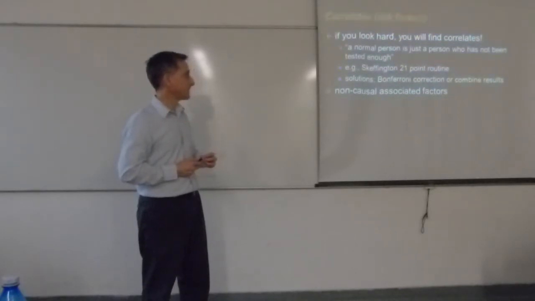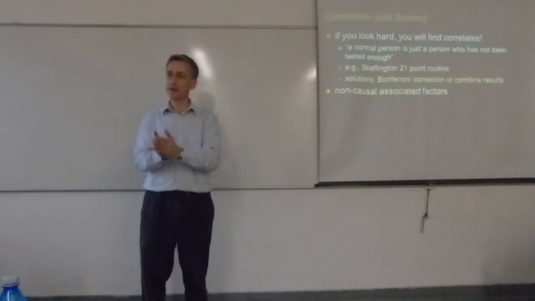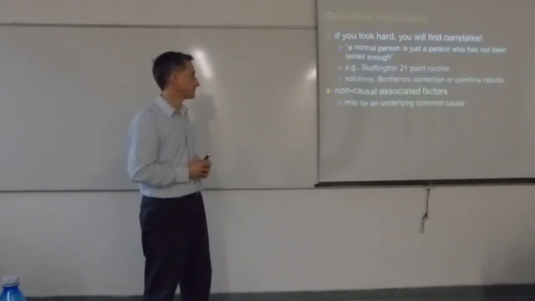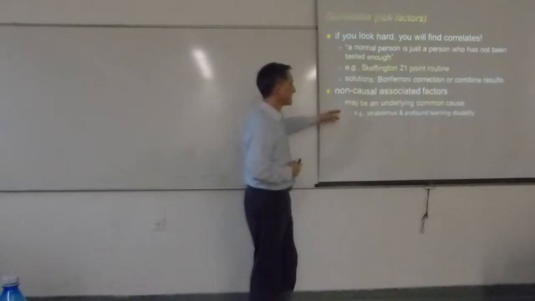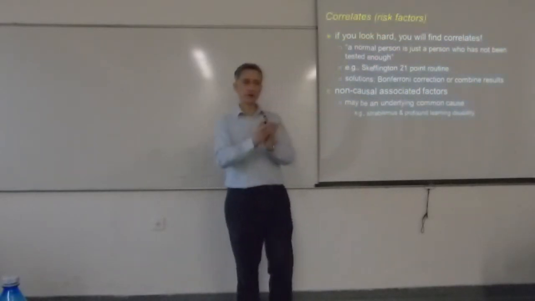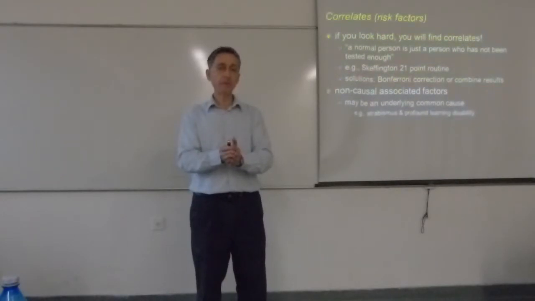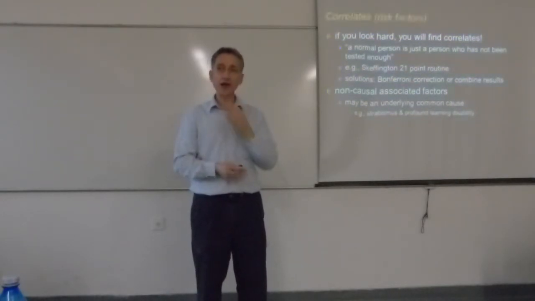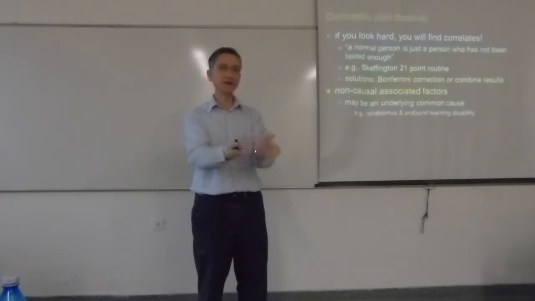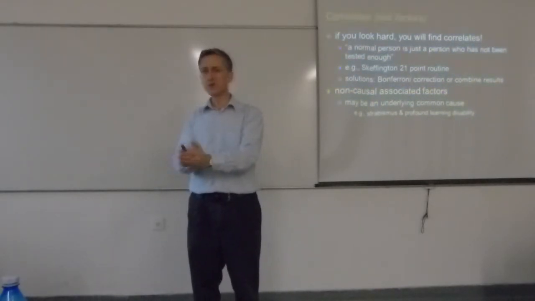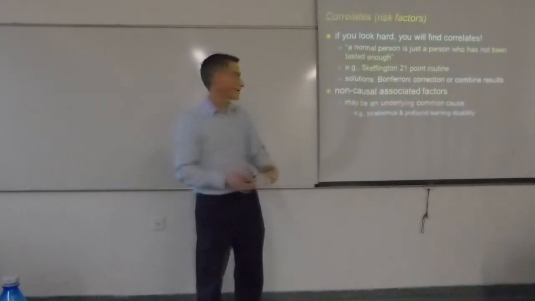We also need to accept that just because two things are correlated, it doesn't mean that one is causing the other. There may be an underlying common cause. My classic example here is, we're going to talk later about binocular instability being correlated with dyslexia. And people sometimes say, aha, I found binocular instability in a dyslexic child, so that must be the cause of their dyslexia. Well, let's think of a different condition.